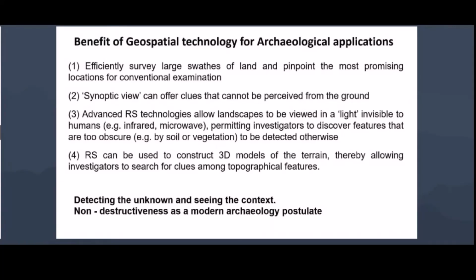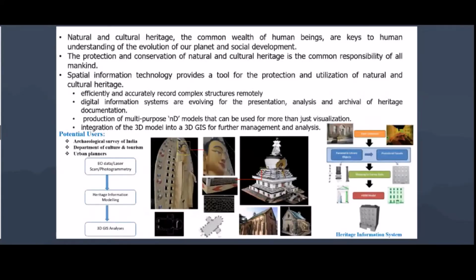So, as I said, the natural and cultural heritage is the commonwealth of human beings, and it is very important in understanding the evolution of the planet and for social development. The protection and conservation of this natural and cultural heritage is our common responsibility. It's the common responsibility of all mankind, and therefore it becomes very, very important. Spatial information technology provides a tool for the protection and utilization of these natural and cultural heritage features.